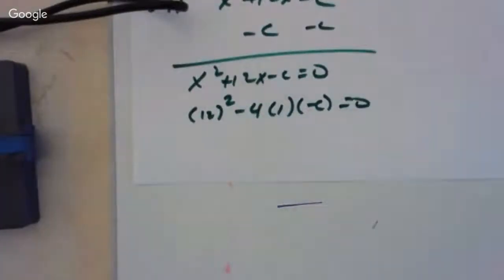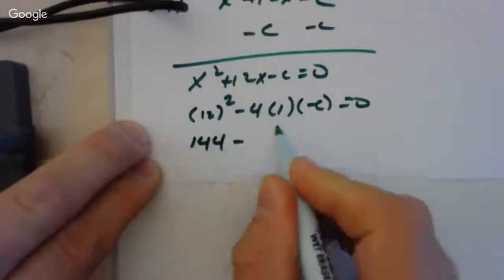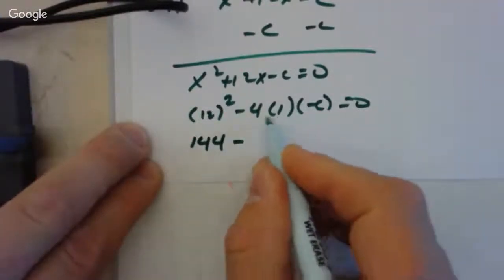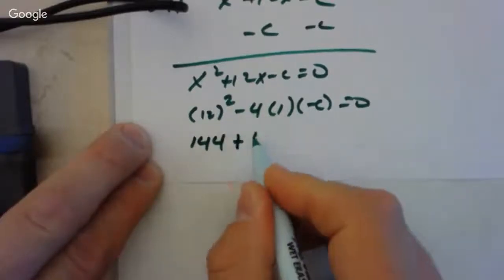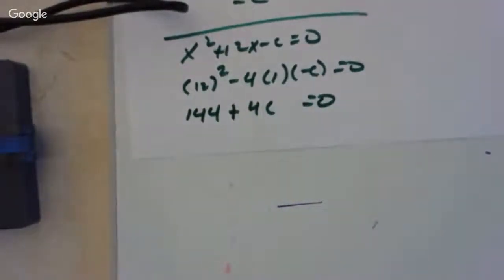Is it possible that there could be no way to make it have one real solution, to make it equal to 0? Yeah, it is possible. Somebody look real smart. What's 12 squared? What's 4 times 1? 4. Okay, negative times a negative gives us a positive, so plus 4c is equal to 0. Stop and check out. Question so far. All right, killer play. Austin, what do I do next, brother?